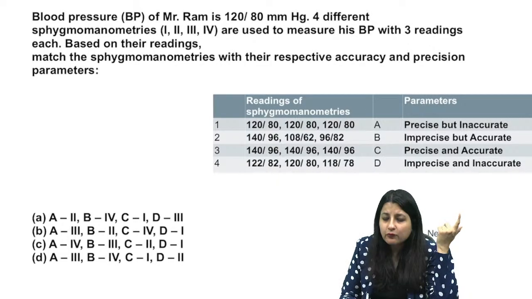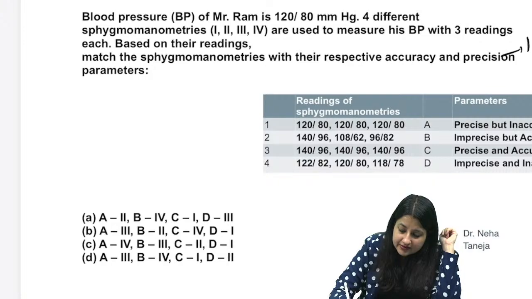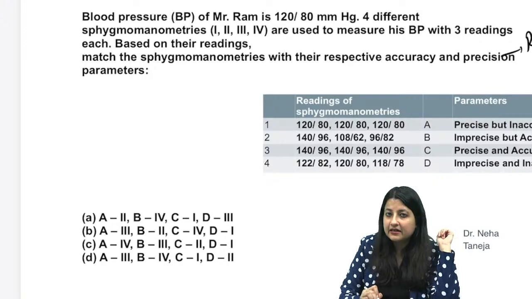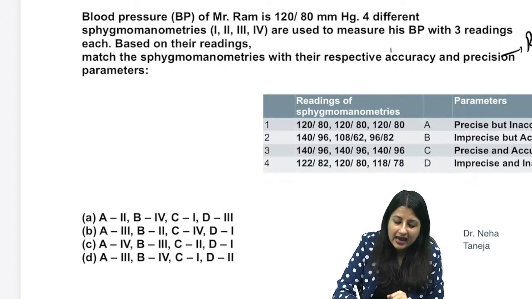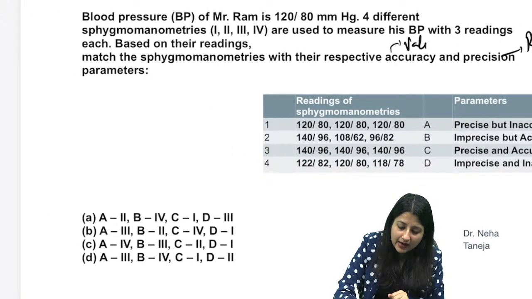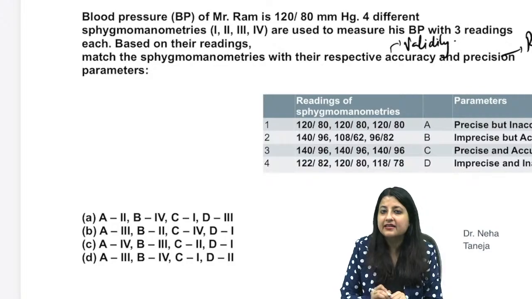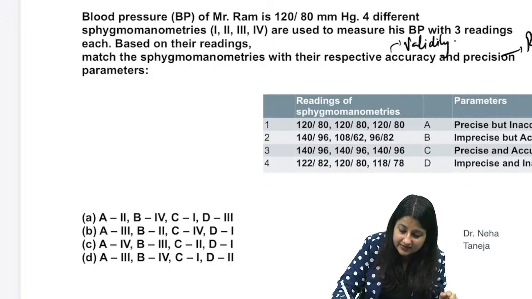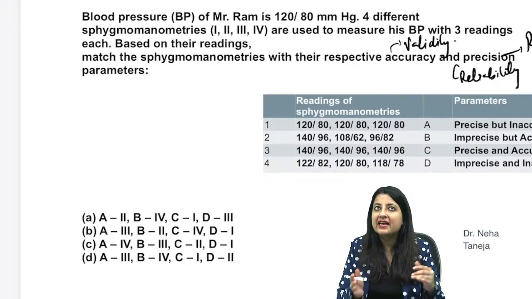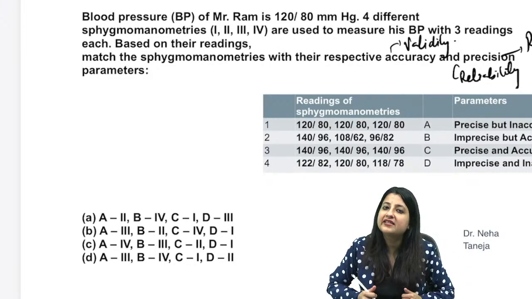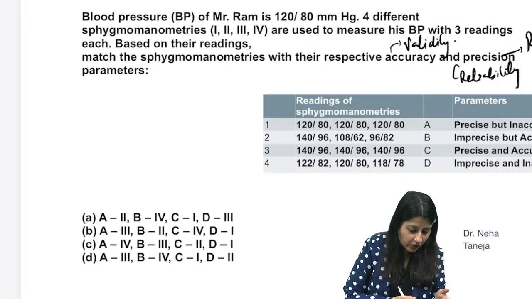And what is precision? Precision is nothing but reliability, getting the same findings again and again. Accuracy is nothing but validity. Clear? Precision is nothing but reliability, getting the same value again and again. And a test is valid when it can differentiate all those who are having the disease from all those who are not having the disease.